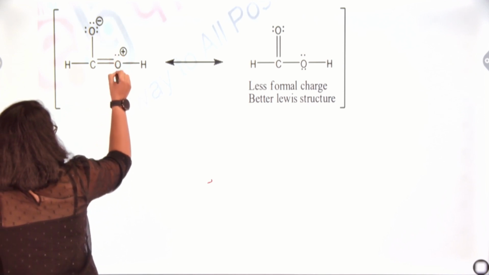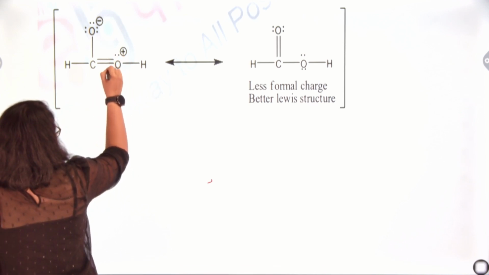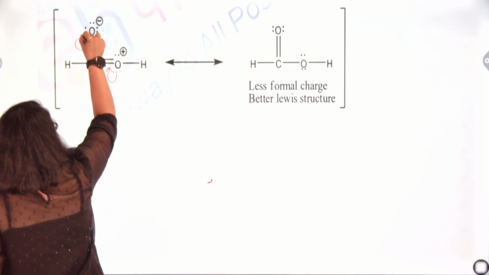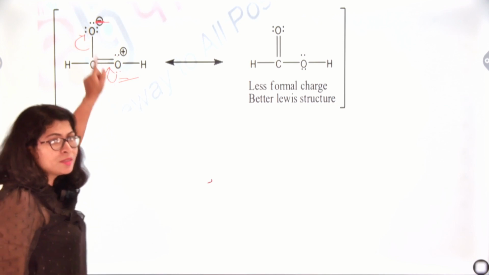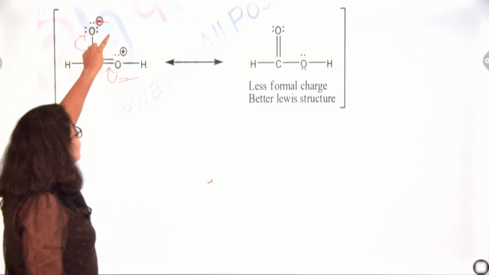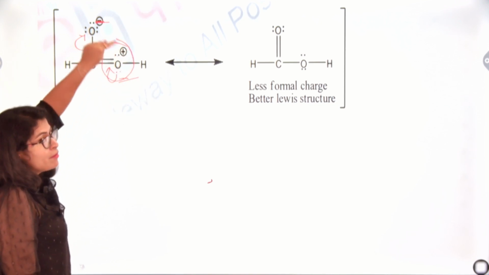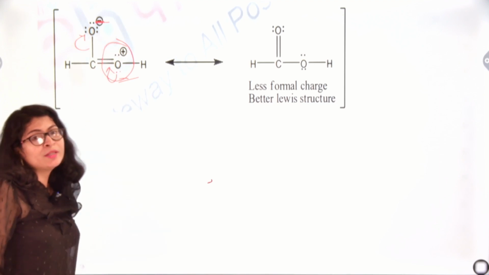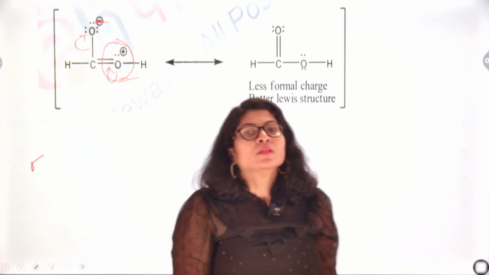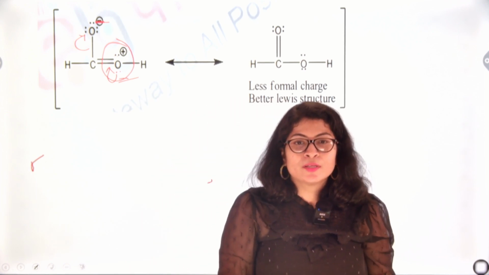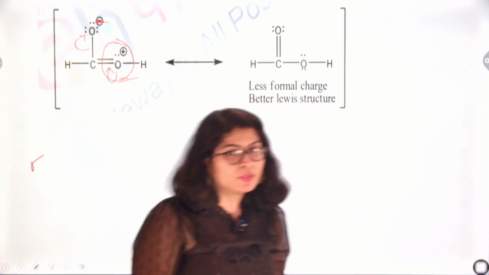Oxygen was having 2 lone pairs, 1 lone pair is given to the bond, and this bond was shifting onto this, so it is having a negative charge and it's having a positive charge. There is charge separation, and again see, oxygen is a more electronegative atom and it is having a positive charge on itself. That's why it's also a very unstable structure. So basically, the structure where there is less charge separation is your stable structure.